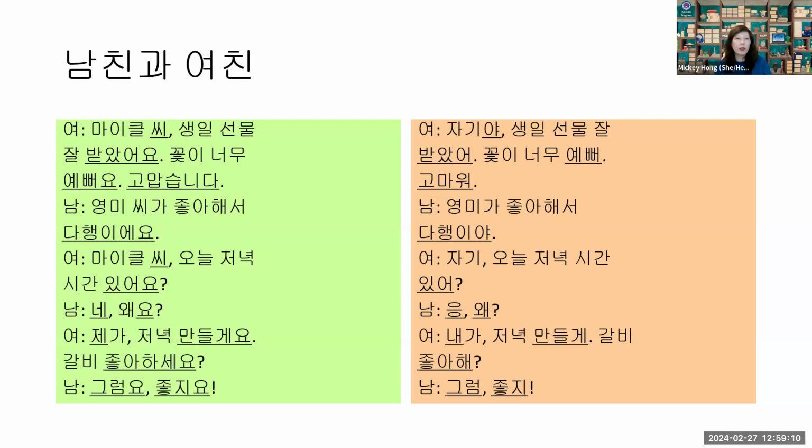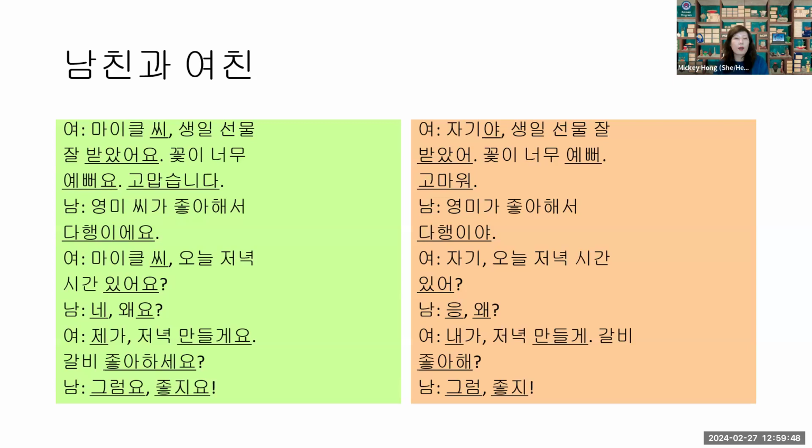So it's the same dialogue on both columns, but in different speech. Let's read the one in the green column. The woman starts. 마이클 씨, 생일 선물 잘 받았어요. 꽃이 너무 예뻐요. 고맙습니다. So they are mutual, but she's respecting him with 씨, because it's a title that is attached to somebody whose name is equal or younger. 잘 받았어요. 요 is in there. I received it well. It's very pretty. Thank you.